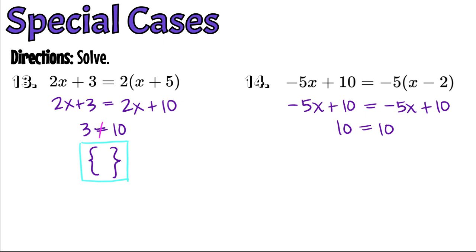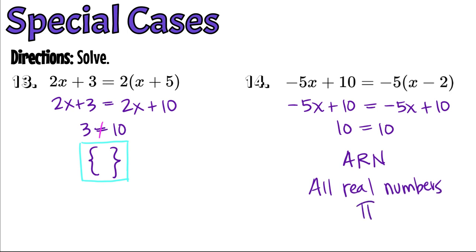So that means that no matter what value, any real number value that I plug in for x, is going to make this equation true. So in this case, the answer is all real numbers. And we can write ARN to stand for all real numbers. And then there's another symbol that some people like to write that looks like this. So any of these 3 would be a satisfactory answer to this type of equation.